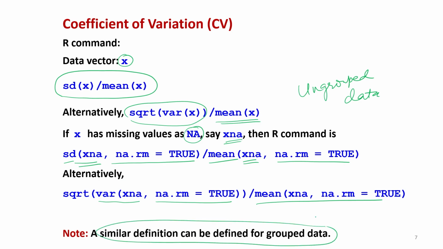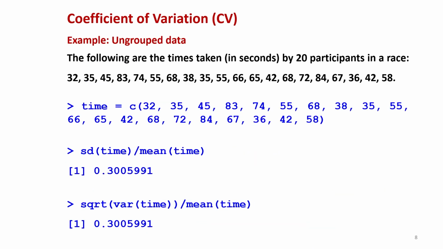Now we have done so much between grouped and ungrouped data that it is not difficult for you to develop such a definition for the grouped data also, right. So now let me take an example and show you how you are going to compute the coefficient of variation. We consider the same data set that we have used earlier a couple of times: 20 participants have participated in a race and their time to complete the race has been recorded in seconds, and the data is stored in a data vector here, time.